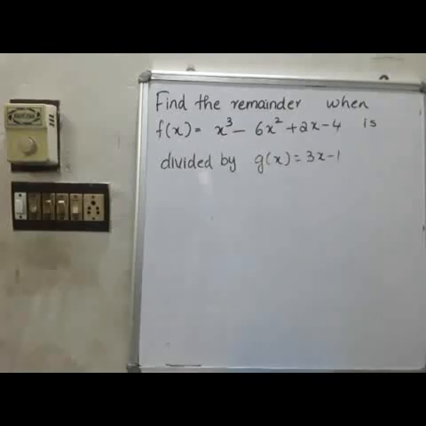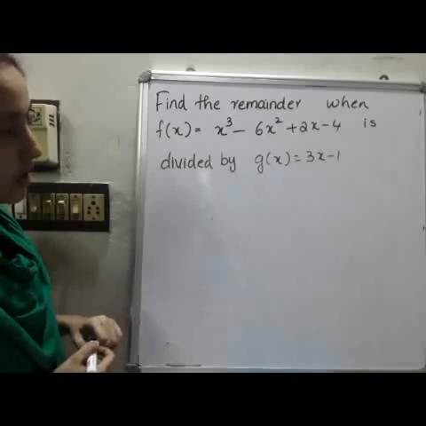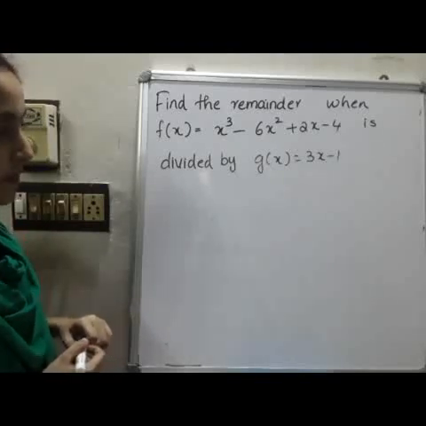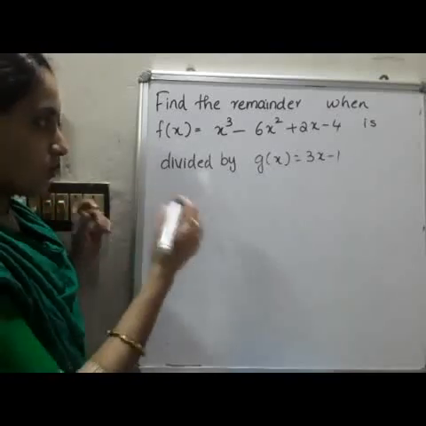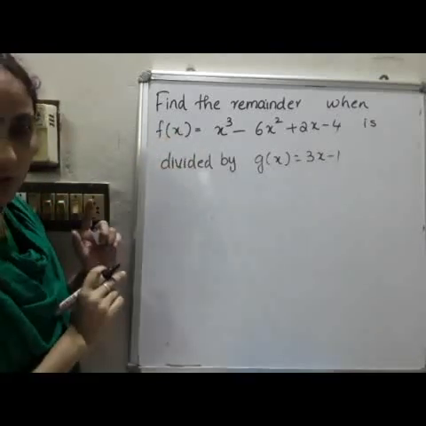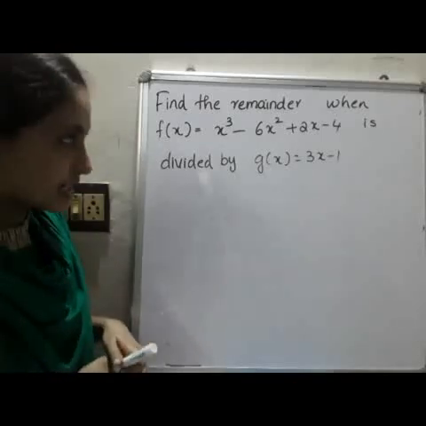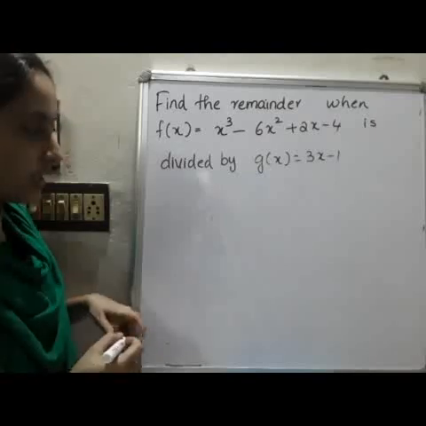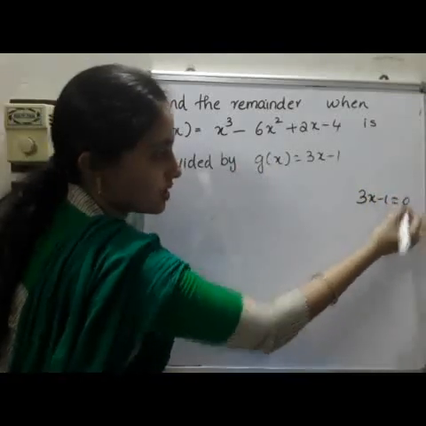Next question is find the remainder when f of x is equal to x cube minus 6x square plus 2x minus 4 is divided by g of x is equal to 3x minus 1. Okay. So what is the first step? First step is f of x. Please write f of x is equal to x cube minus 6x square plus 2x minus 4. Then on the side what you have to write, 3x minus 1 is equal to 0.